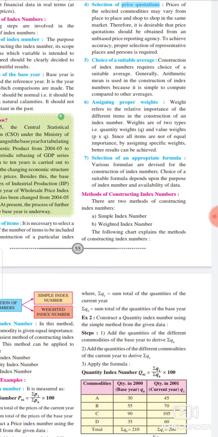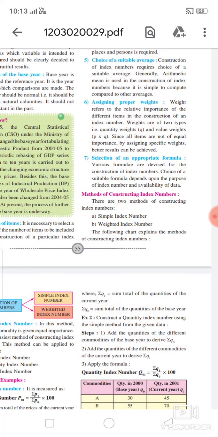Number seven point, selection of appropriate formula. Various formulas are devised for the construction of the index number. The choice of a suitable formula depends upon the purpose of the index number and the availability of the data. In the construction of index number, we also use the appropriate formula when measuring an economic variable with an index number.